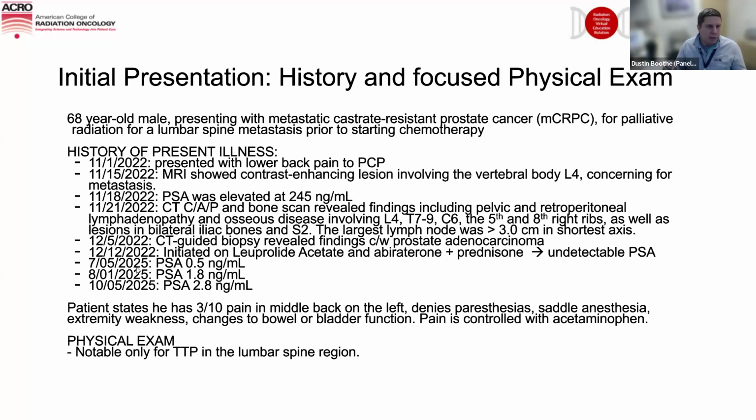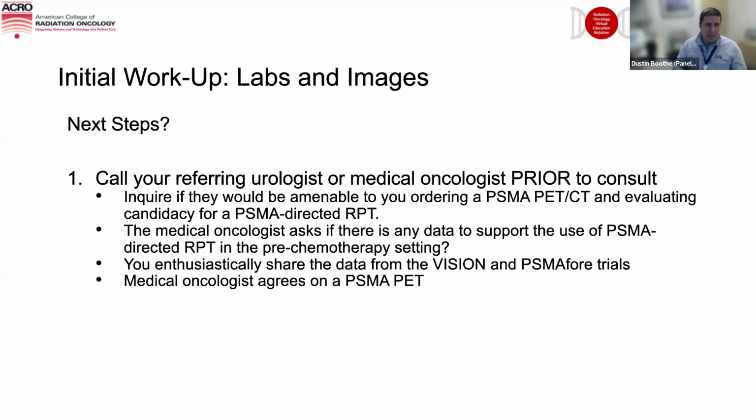He started on Lupron. But then earlier this year, PSA started to creep: 0.5 in July, then 1.8, then 2.8. The patient states he has 3 out of 10 pain in the middle lower left part of his back. He doesn't have any paresthesia, no central anesthesia, nothing too bad. He says that when he saw his medical oncologist it was 6 out of 10, but he just rested for a few days and it's really just 3 out of 10, and all he's taking is Tylenol. Physical exam is notable for tender palpation in the thoracic lumbar region, the middle lower back. So next steps. What do you want to do next with this patient?